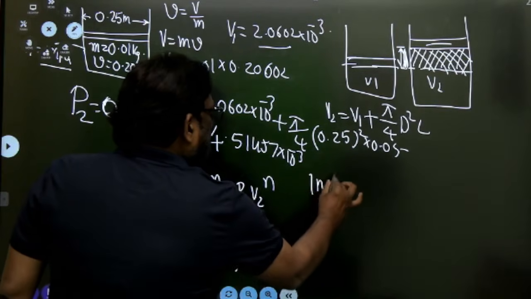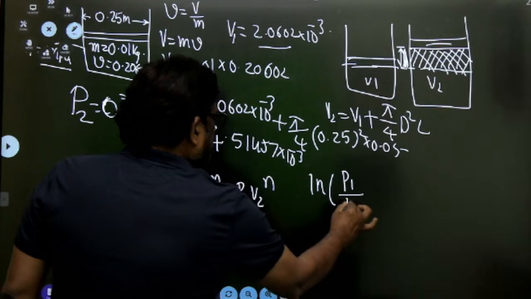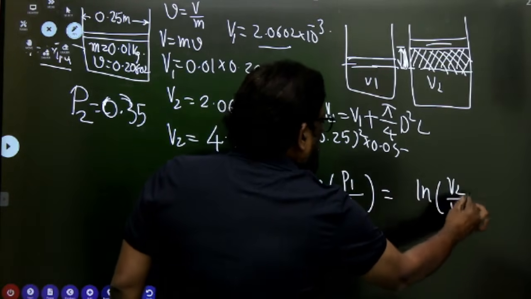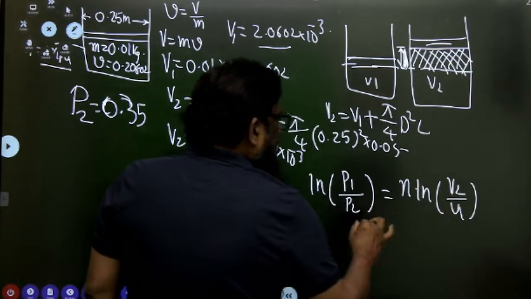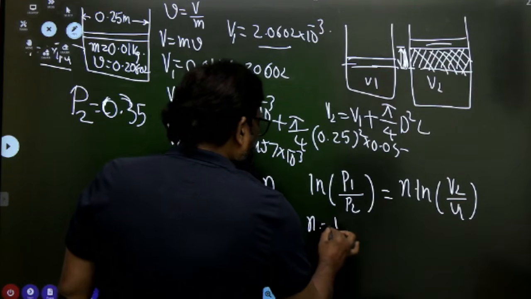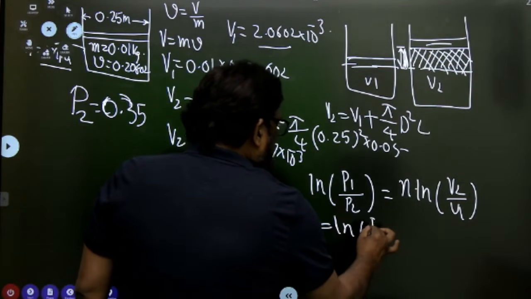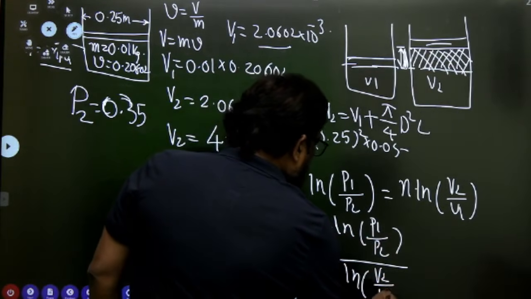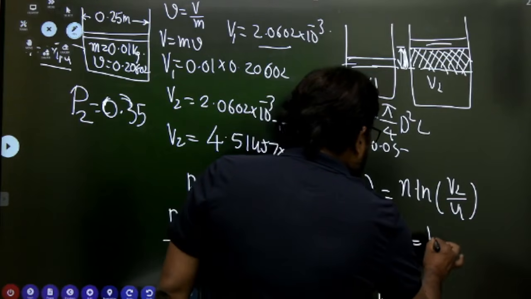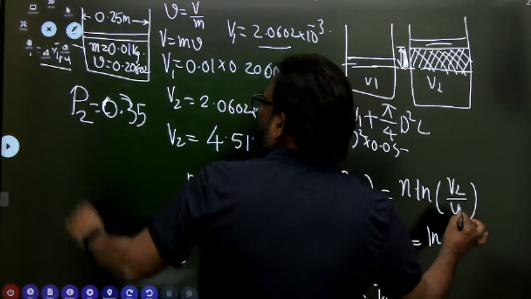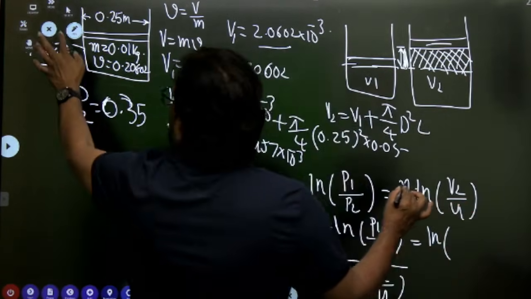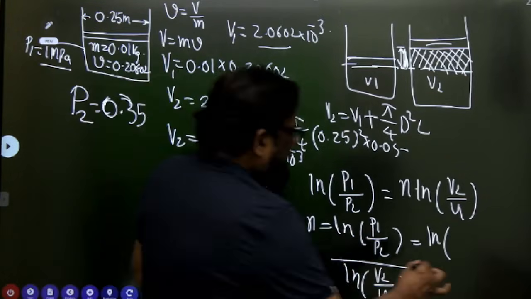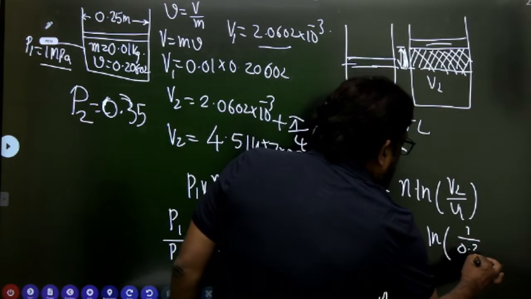So take logarithm. Log of P1 by P2 is equal to log of V2 by V1 whole power n, that n will come here. तो अगर आपको index n चाहिए, if you want index n, it will be ln P1 by P2 by ln V2 by V1. Absolutely fine. Initial pressure is given as कितना दिया था sir? Initial pressure 1. Both are in megapascal, no need to convert. And the final pressure is 0.35.